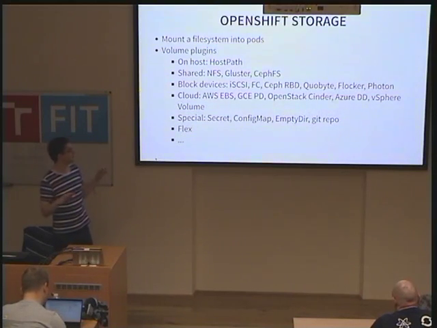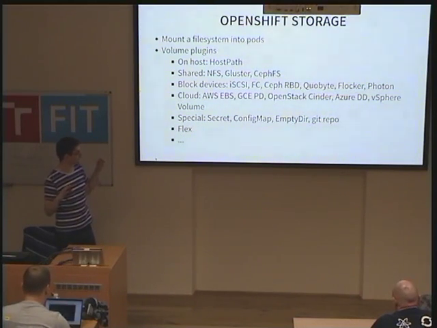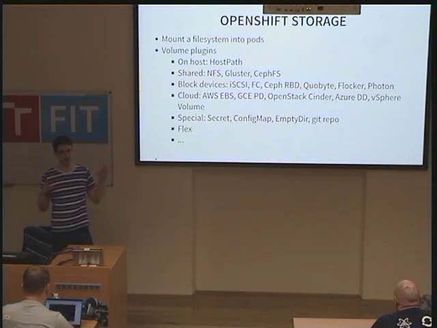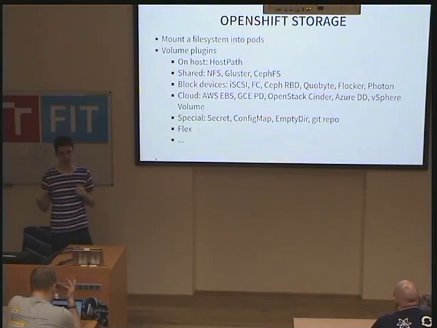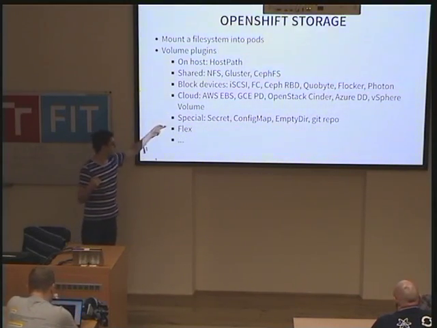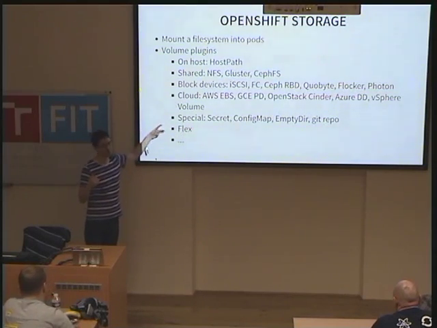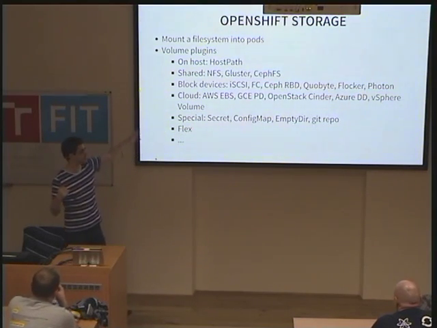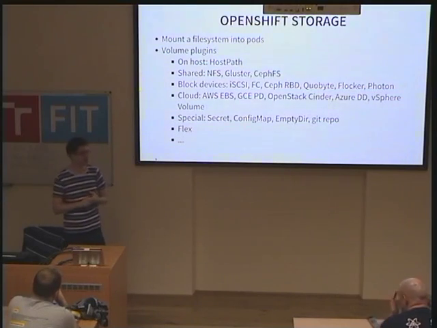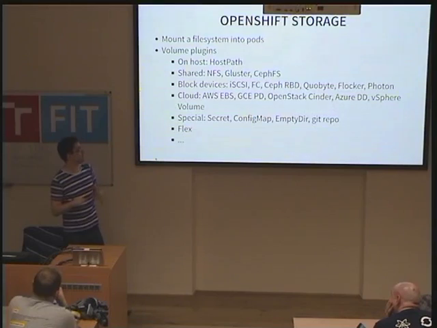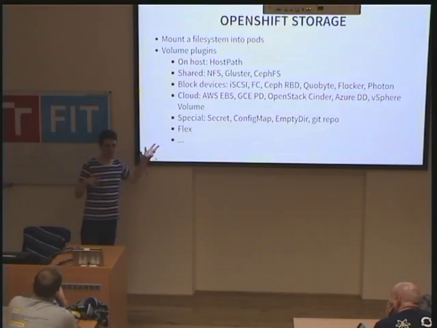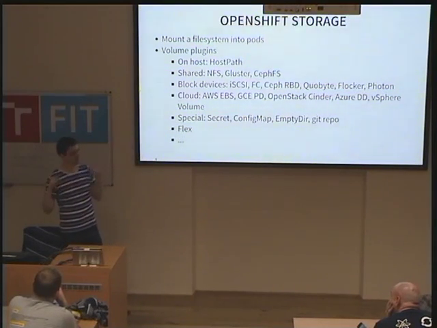They are hard-coded in Kubernetes and OpenShift. So if you have a new storage and you want to talk to it using OpenShift, you have to write the plugin. And the flex volume is for you if you don't want to write it. You just distribute shell scripts which can mount the storage and unmount it. And Kubernetes will call the scripts when it needs to mount the storage to your containers or unmount it.